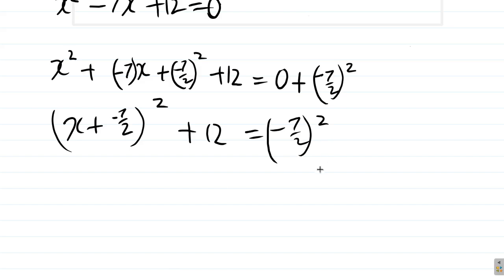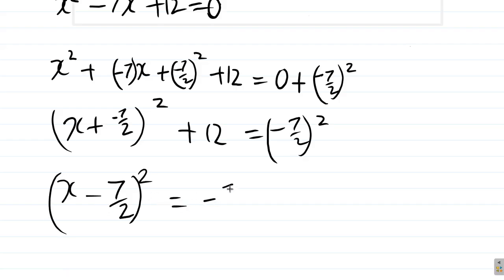Negative 7 over 2 squared. Now, let's keep this as it is and transfer the 12. Subtract 12 from both sides. We have x plus, well, we don't need to keep writing it as plus negative 7 over 2 squared. We can now just write it as x minus 7 over 2 squared. Alright? Equals negative 7 over 2 squared minus 12.